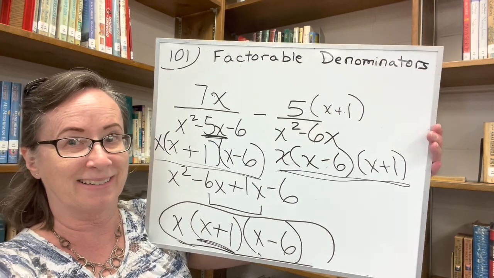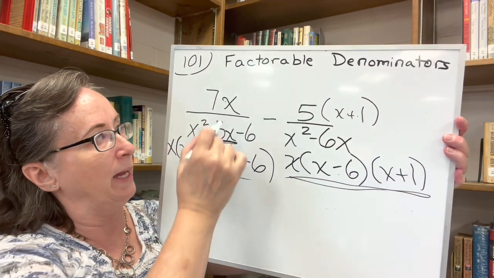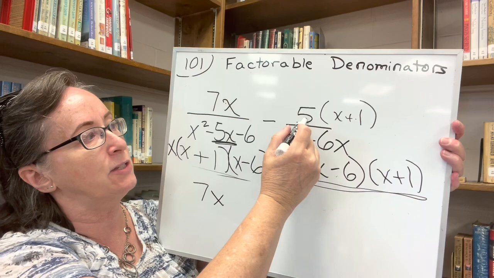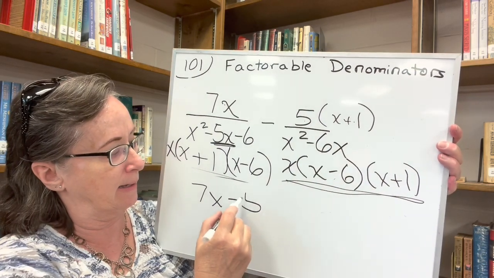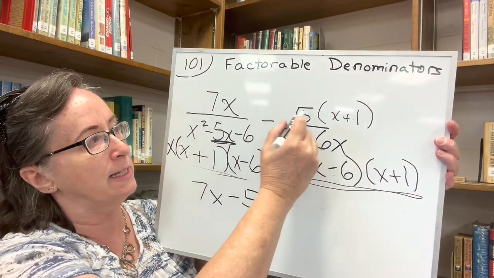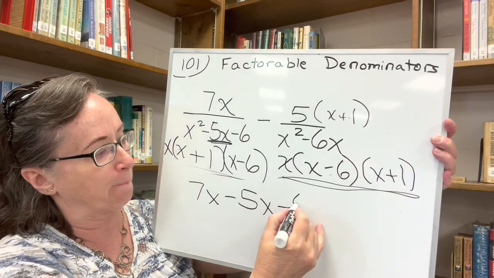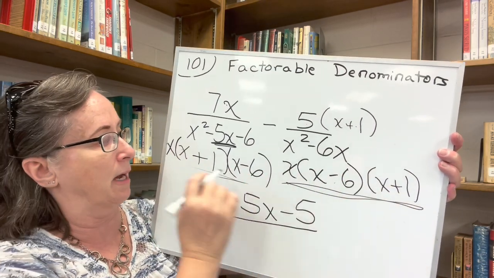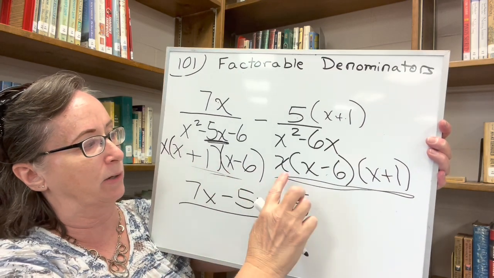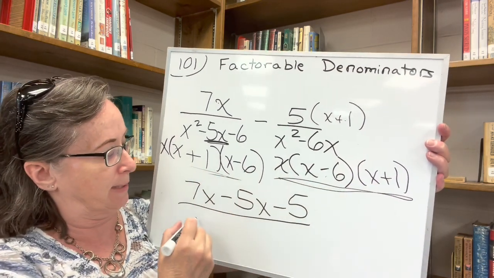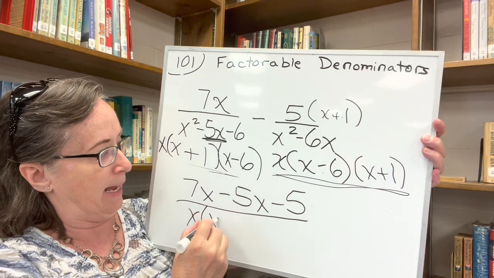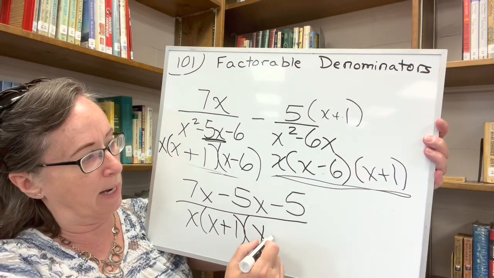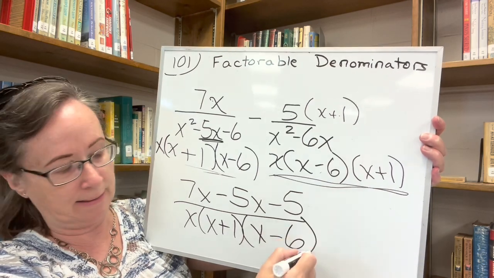Okay, so we have 7x minus 5 times x minus 5 times 1 over, and then we have all the denominators. So this denominator is just the same thing on both sides. So x plus 1, x minus 6.